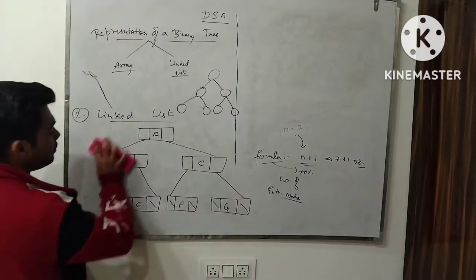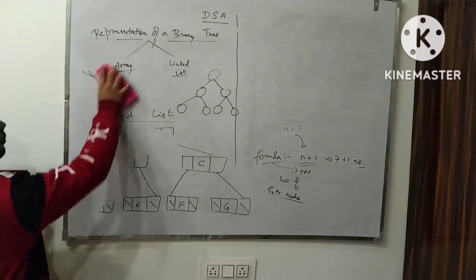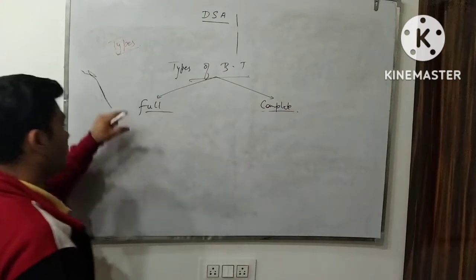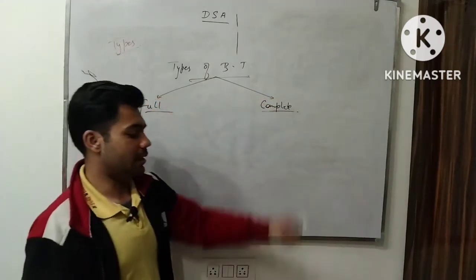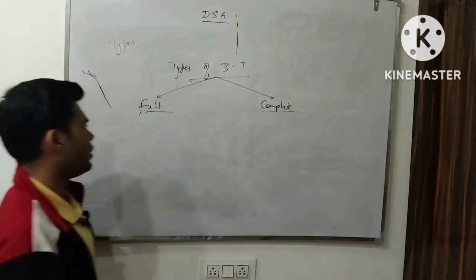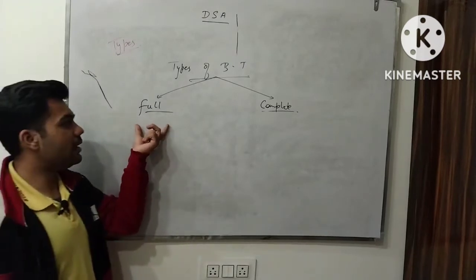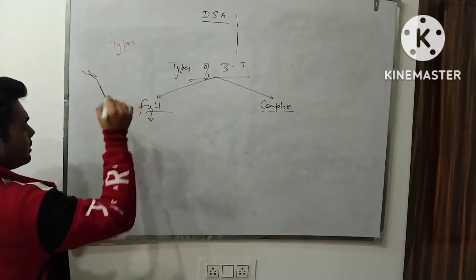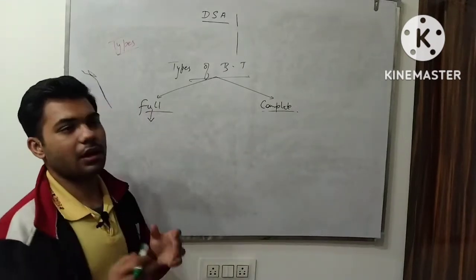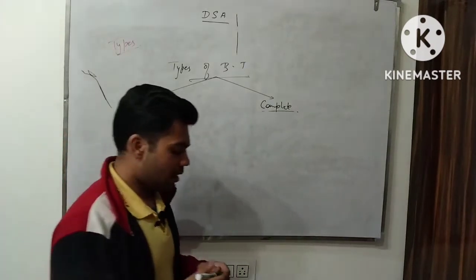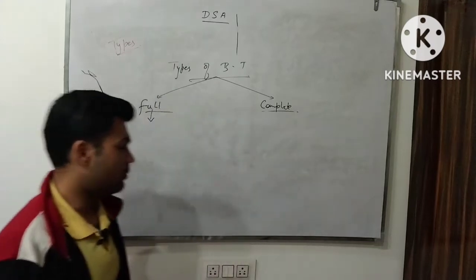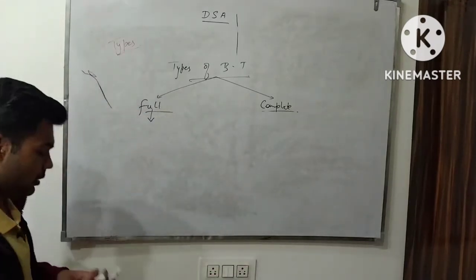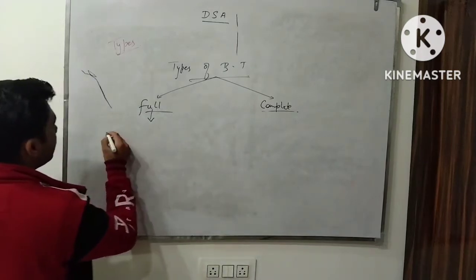So let's move further. Types of binary trees. The types of binary trees are full and complete. What is the difference between a full binary tree and a complete binary tree? Let's have a look. A full binary tree is like this: for a particular height, if the maximum number of nodes are present, then the tree is termed a full binary tree. I am writing it down.